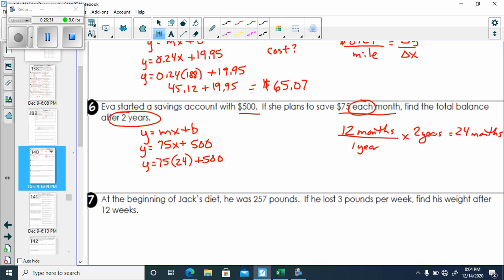If you're not sure which one it goes in for, X or Y, use your rate. That's $75 per month. You know this is changing Y over changing X because it's our slope. Months is your X. In your calculator, 75 times 24 is 1,800. Y is equal to 1,800 plus 500, which gives me $2,300. That would make sense if she started out with 500 and she saves $75 each month for 2 years.